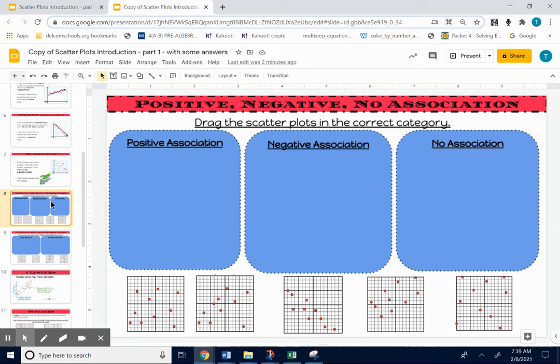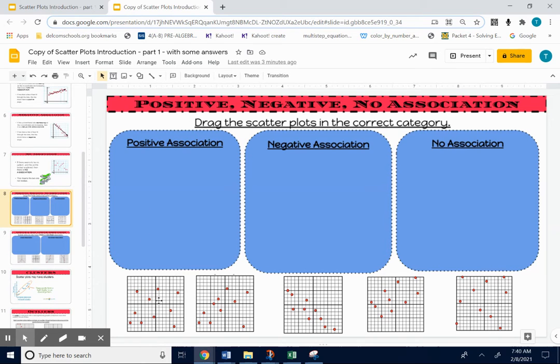Okay, slide 8. Try to figure out if these scatter plots on the bottom have a positive, negative, or no association at all. Pause the video a second and do it, then unpause and check.